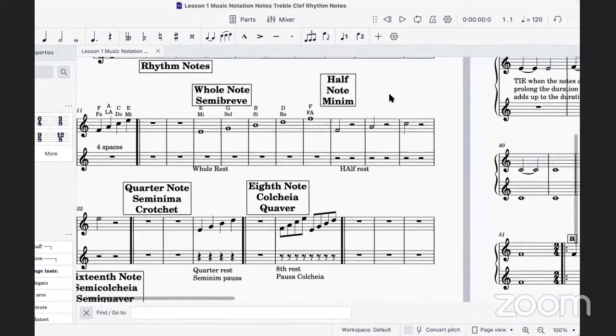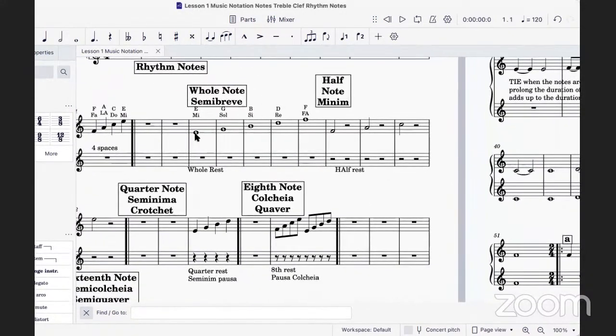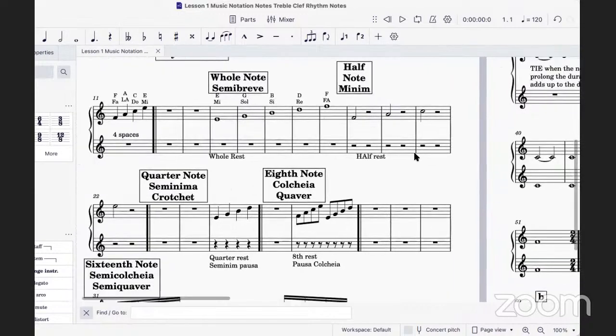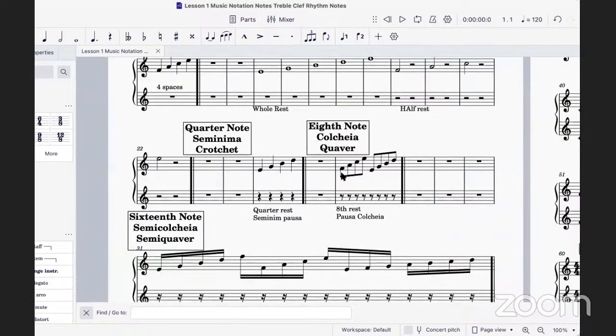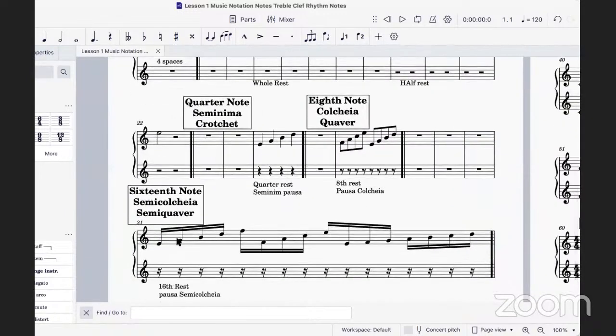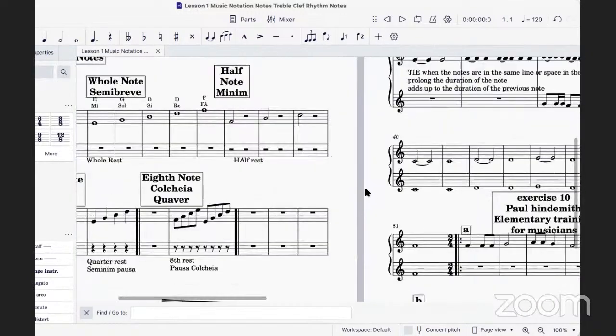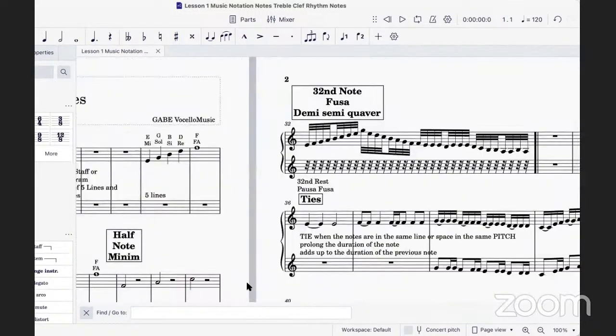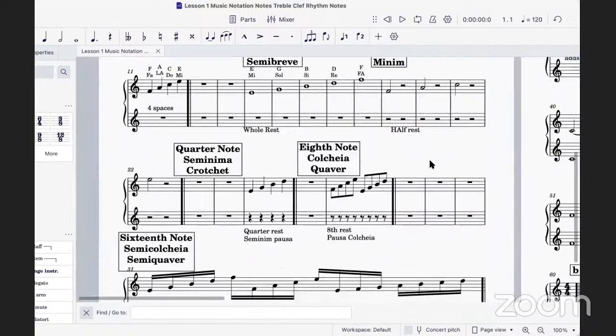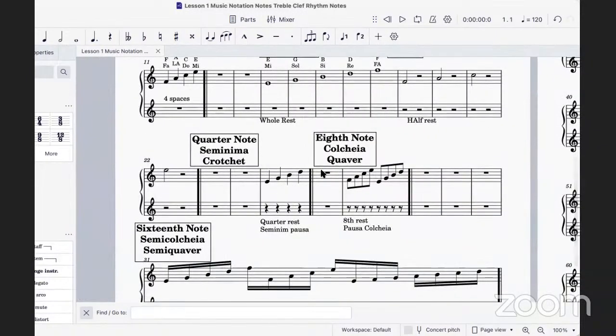Now the rhythm notes that we have: whole note is one circle, half note or minima, quarter note, eighth notes, 16th notes, and 32nd notes. I want to show them in 30 seconds. Together with the notes, we have the rest or pause.